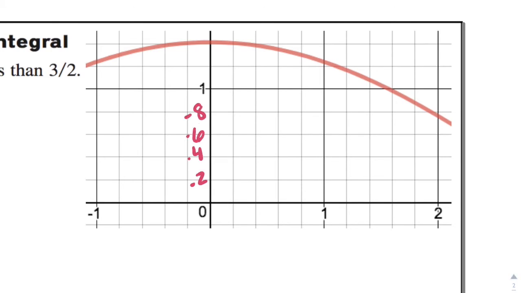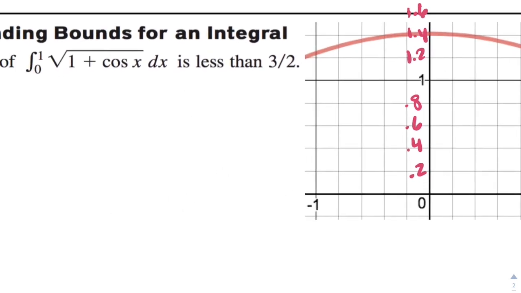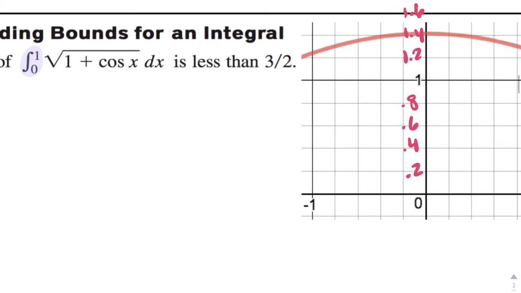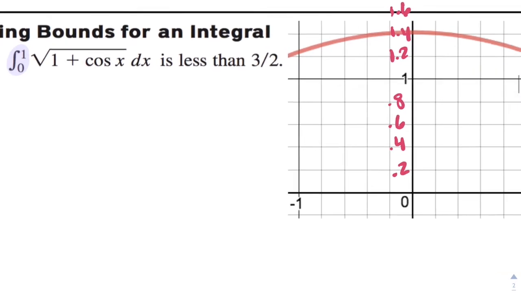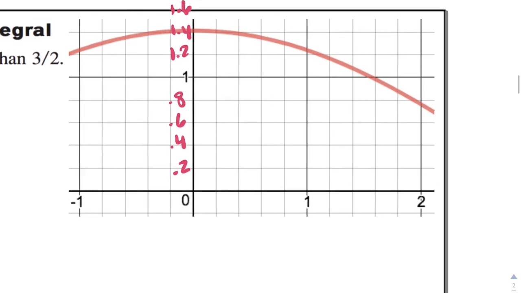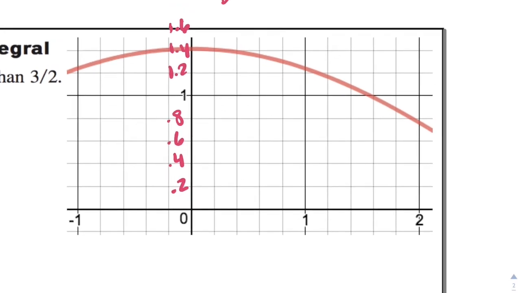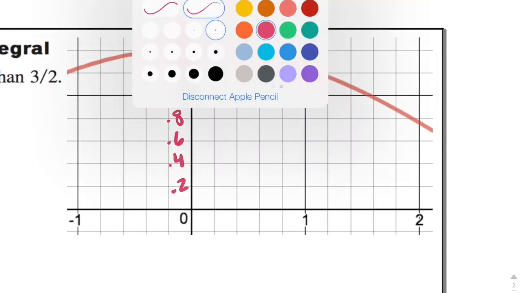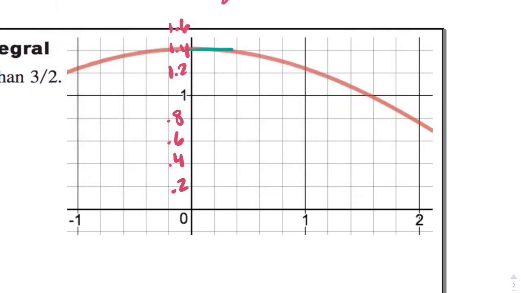We're counting by 0.2. I'm sorry, that looks like -8, but it truly is 0.8, 1, 1.2, 1.4, 1.6. Okay, so it goes up to about 1.4. And we're looking between 0 and 1. So we know that it has a width of 1, and it goes up to about 1.4. If we overestimate, the easiest thing I know of would be to create a rectangle here for 1.4.